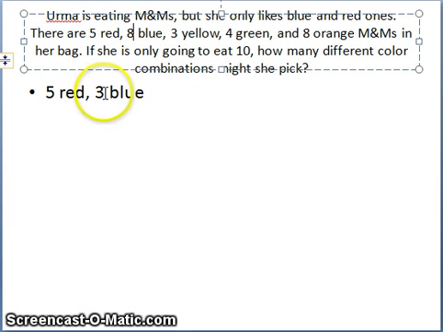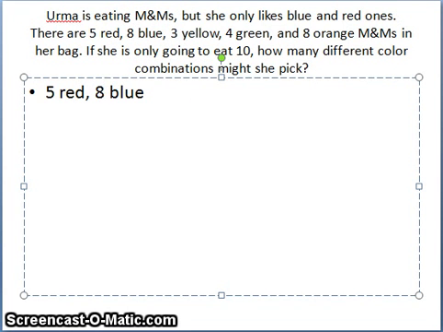Let's say it's 8 blue, okay? Alright, there we go. So now we have 5 red, 8 blue to pick from. She's going to eat 10. How many different color combinations could she pick? We don't care what order they're in. We just know that she's going to pick 10.